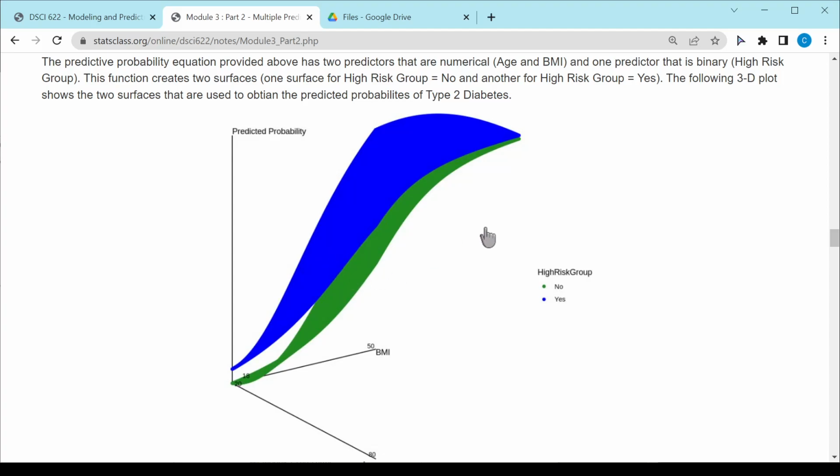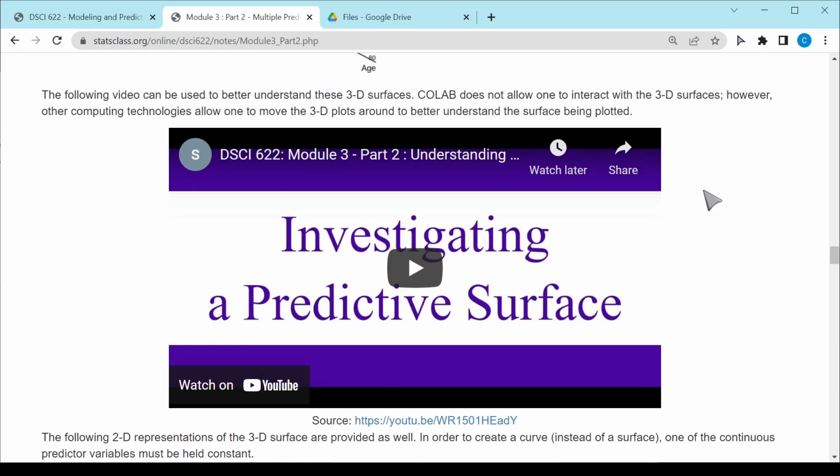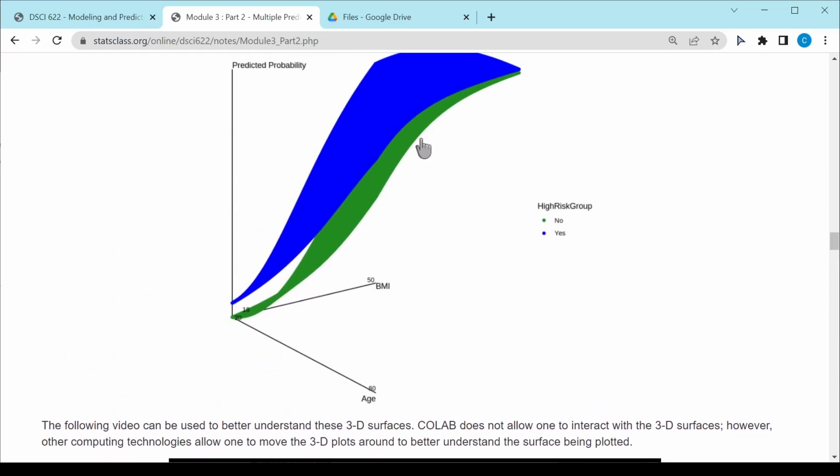Unfortunately, I can't move this surface around and let you look at it from different perspectives in Google Colab. But what I did is create a video of just moving the surface around. I did that in a different software package that allowed me to do that more easily. So I'll let you watch that video. It'll show you some of the different perspectives on what happens when I look at this surface from different angles.